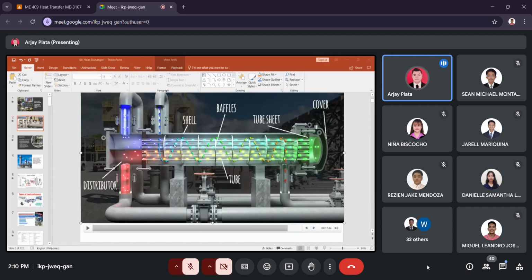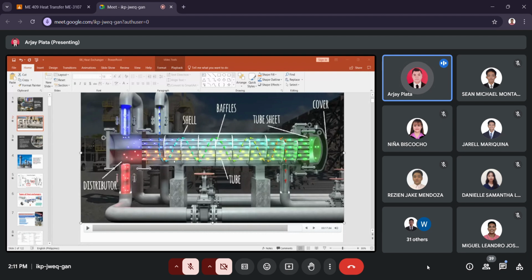So aside from providing flow direction, the baffle also helps in providing a turbulent flow, which is the one that we require for us to be able to have a higher heat transfer rate. So if the flow is turbulent, it produces a high rate of heat transfer. Okay, so that's another purpose of the baffle, and it also holds the tubes.